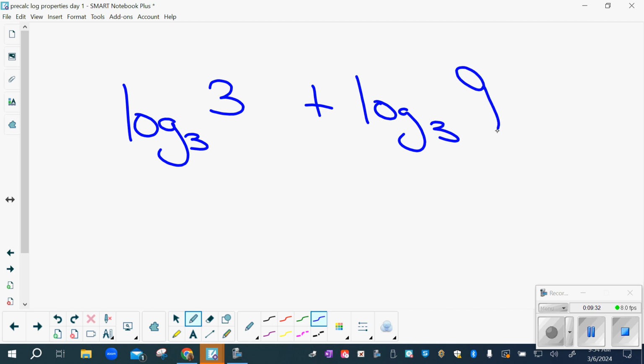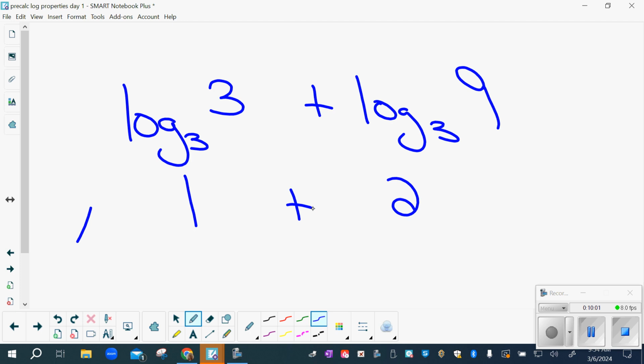Squish it together, right? Great. Now watch this. I could do it that way. I could have also done this. 3 to the what gives me 3? 3 to the what gives me 9? 2. I like that.